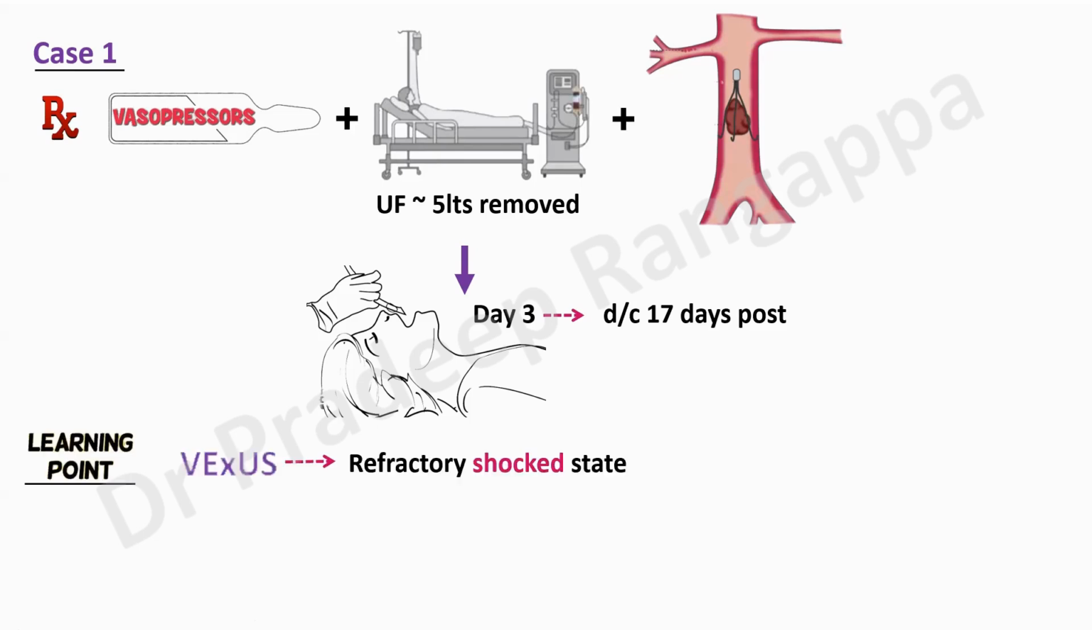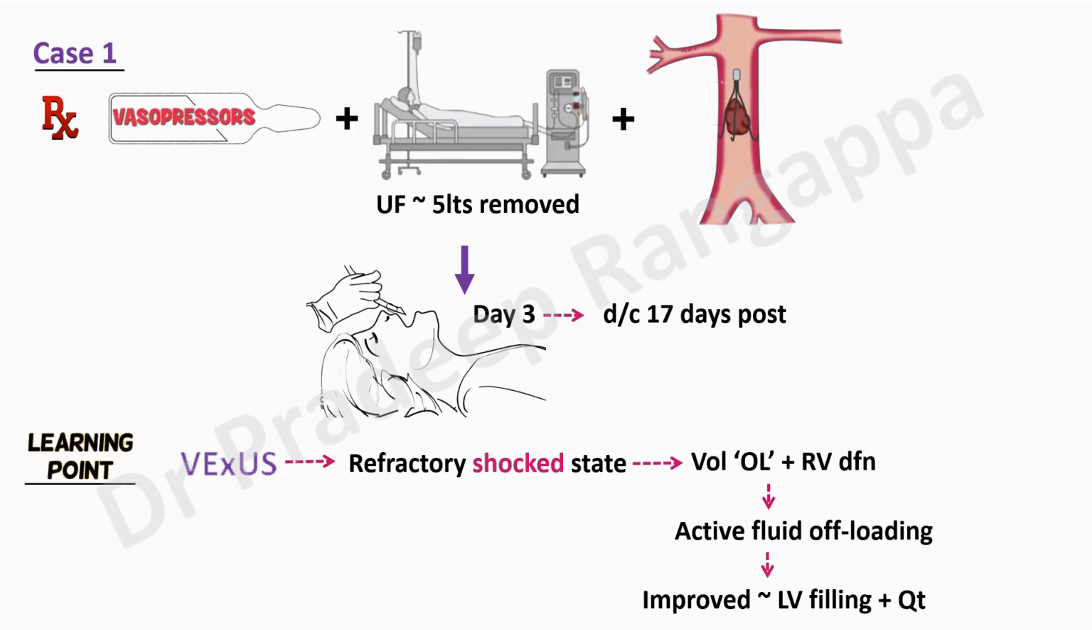The learning points in this are that the VExUS done after 6 liters did show there was fluid congestion, which was an indicator that the patient had to be decongested. It suggested there was volume overload, and echo assessment showed RV dysfunction. So active fluid offloading was done by removal of 5 liters with ultrafiltration, which improved LV contractility, LV filling and cardiac output. Basically, VExUS helped us determine there was fluid congestion and that significant offloading of volume had to be achieved in this patient to improve the hemodynamic status. So this was the utility of VExUS.